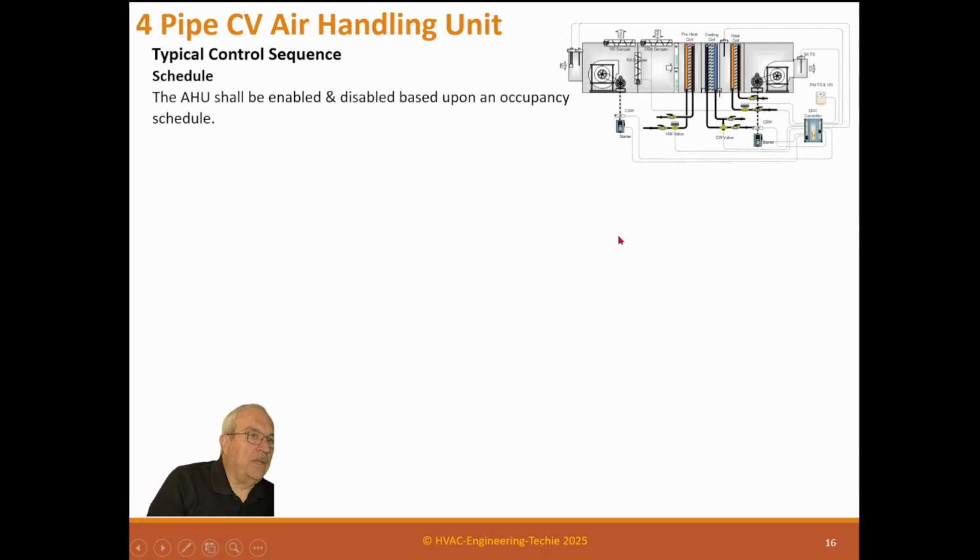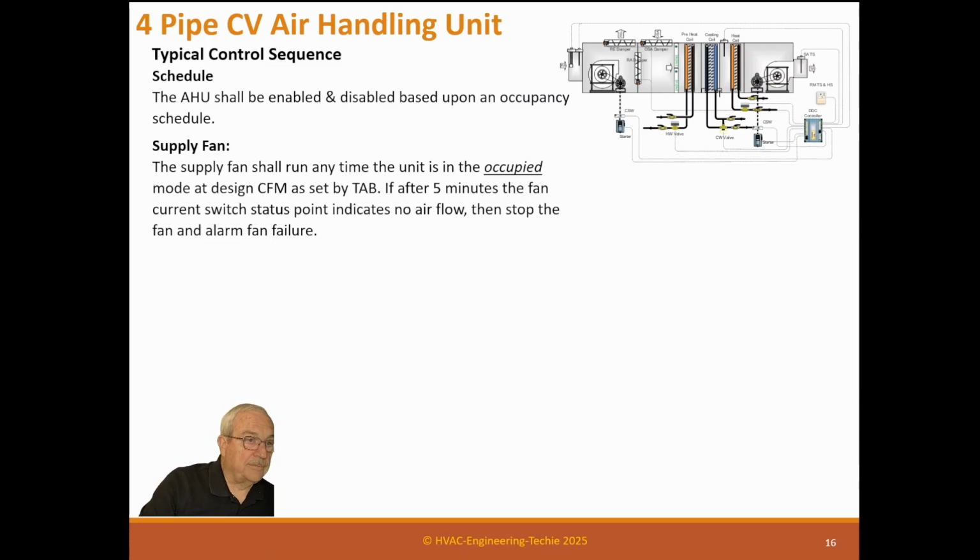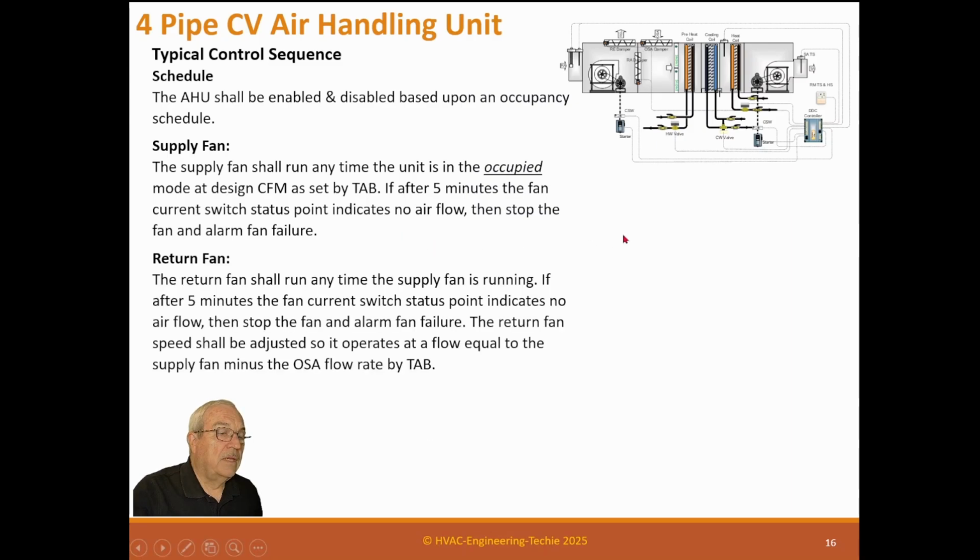Okay, the air handler should be enabled and disabled based upon an occupancy schedule. The supply fan should run anytime the unit is occupied, at design CFM set by TAB. If after 5 minutes the fan current switch status point indicates no airflow, then stop the fan and send a trouble alarm for the fan. Return fan. The return fan shall be run anytime the supply fan is running. If after 5 minutes the fan current switch status point indicates no airflow, then stop the fan and alarm fan failure. Return fan speed should be adjusted so it operates at a flow equal to the supply fan flow minus the outside airflow rate set by TAB.